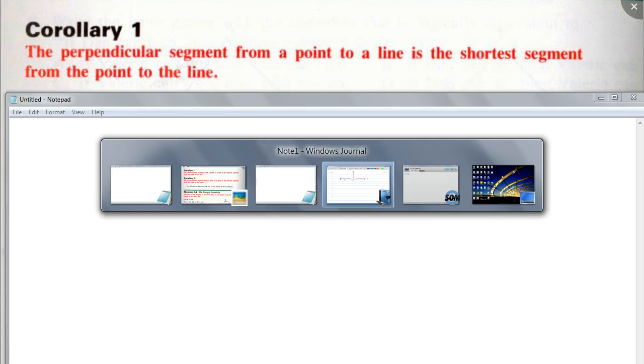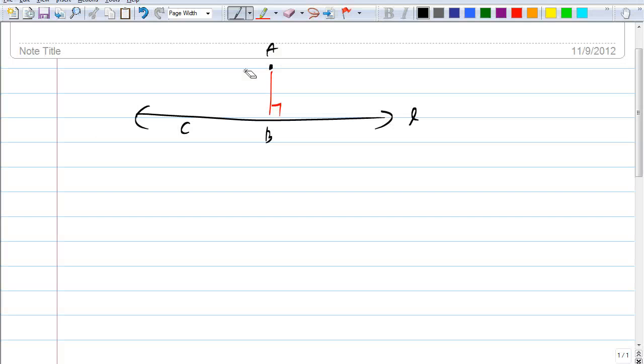So take a look at this picture. Here, there's a point outside the line, right? You see the segment AB? That's the perpendicular segment. How many segments can I draw from that point A to the line L? Infinitely many, right? I could draw a whole bunch. Let me draw this one right here. And I could draw this one, right? But let's just take a look at that one.